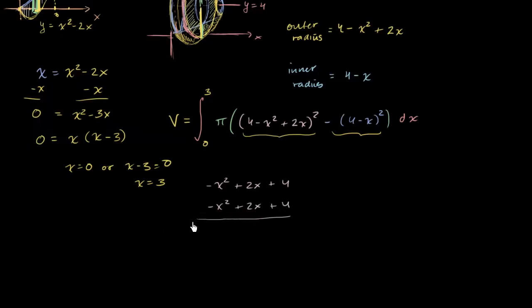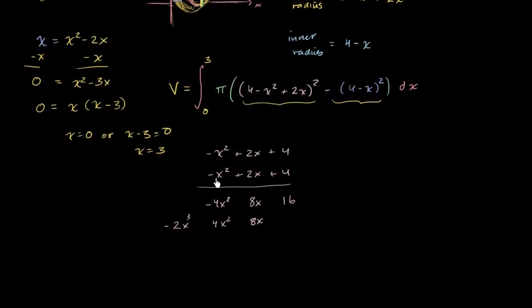I shouldn't even write a multiplication symbol. It looks too much like an x. So 4 times 4 is 16. 4 times 2x is 8x. 4 times negative x squared is negative 4x squared. 2x times 4 is 8x. 2x times 2x is 4x squared. And then 2x times negative x squared is negative 2x to the third power.